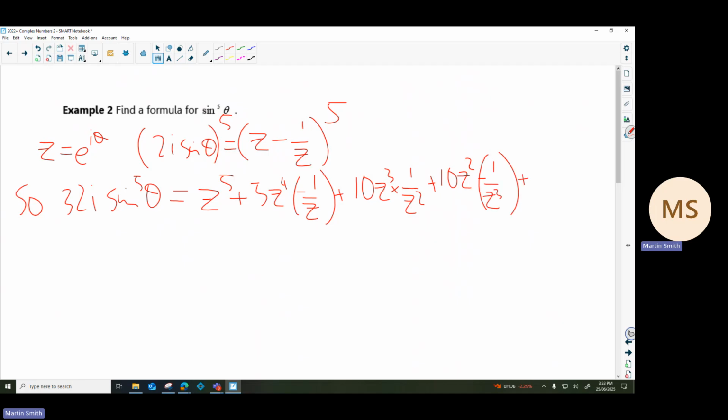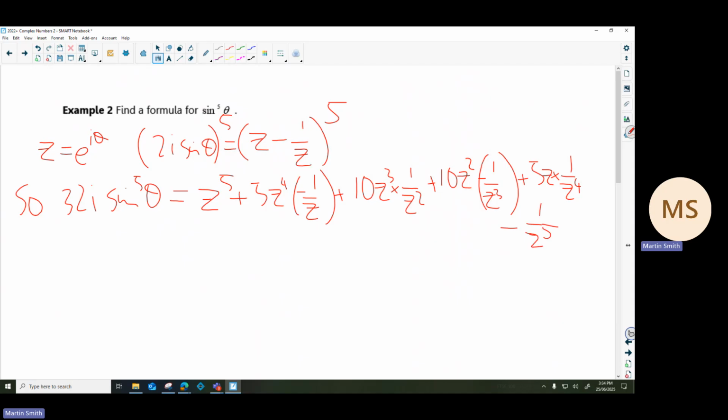Plus 5 choose 4, which is 5 times z times minus 1 over z to the 4, which is just 1 over z to the 4. And the last term is just minus 1 over z to the 5. If you do a negative to the power of 5, you get a negative answer. So that leaves me minus 1 over z to the 5.